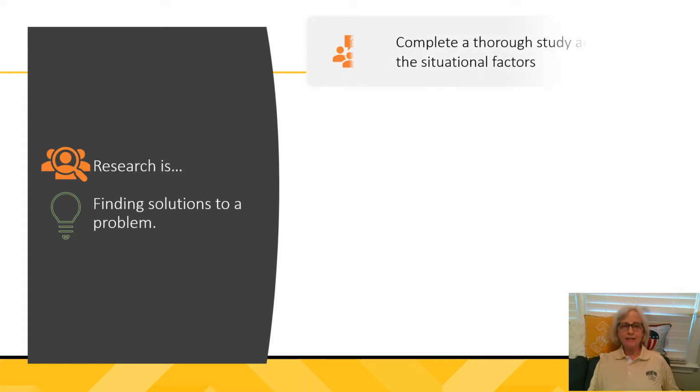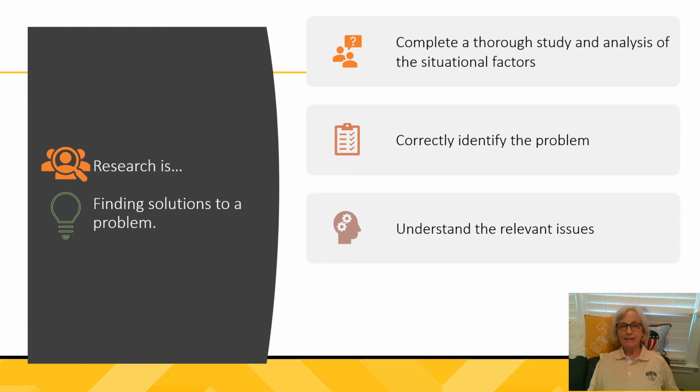At its simplest then, research is finding solutions to a problem. In this era of big data, research is critical for managers to make better decisions rapidly. Steps to take when completing research include complete a thorough study and analyze the relevant issues for the problem of interest. It's important that you understand the situation so that you can correctly identify the problem and identify the associated relevant issues. Then and only then you're ready to gather data and transform into information.